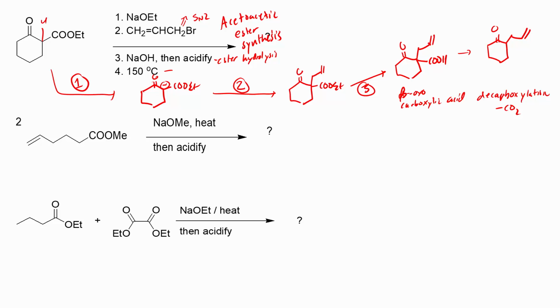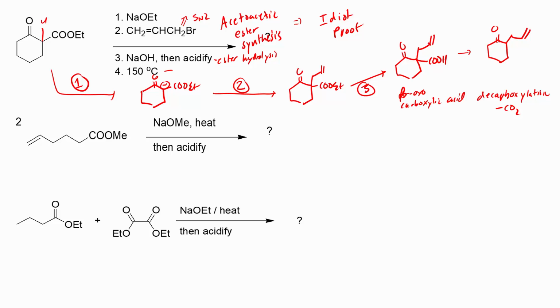For lack of a better term, the acetoacetic ester synthesis, we say, is idiot-proof. Okay, it's hard to mess it up. And this longer route often results in higher yields of final product than just directly alkylating the ketone. All right.